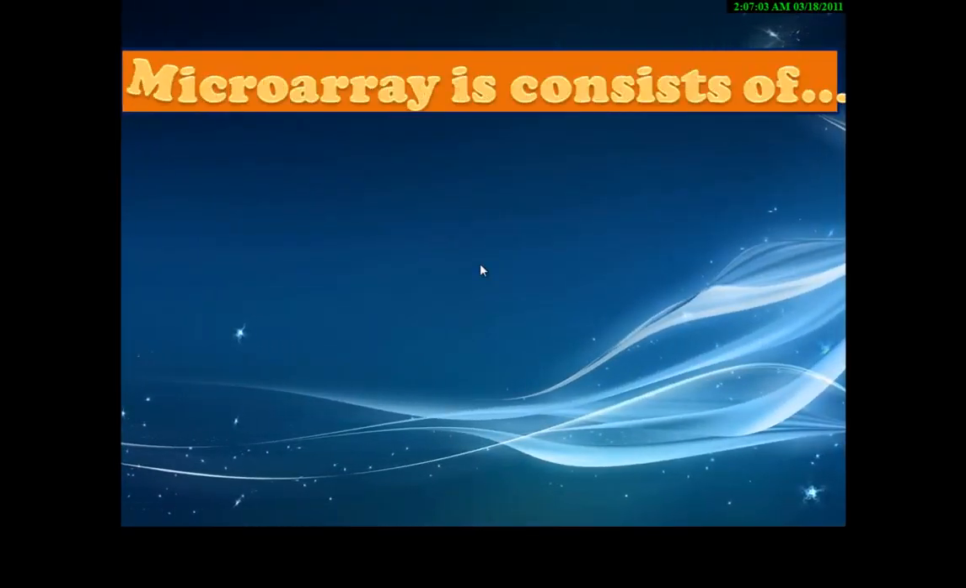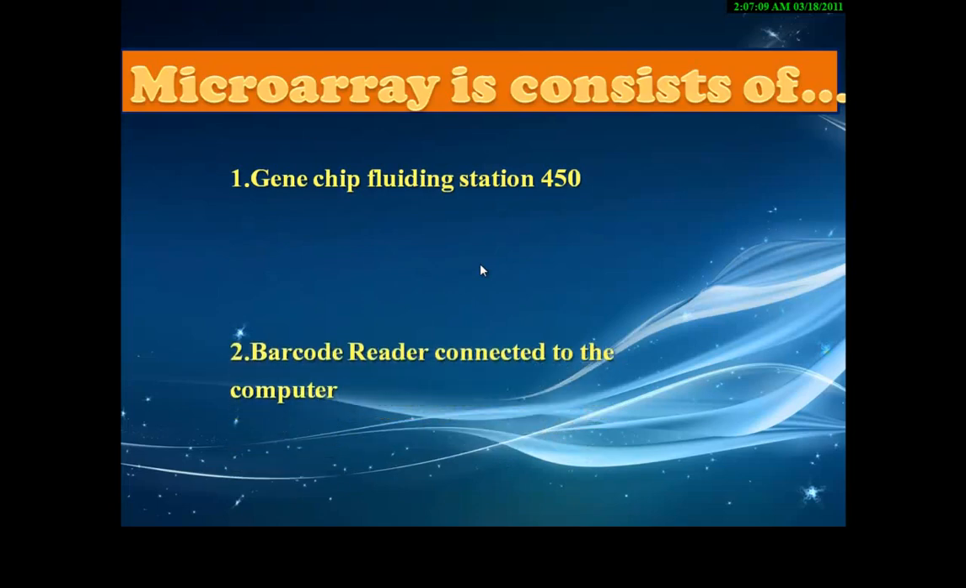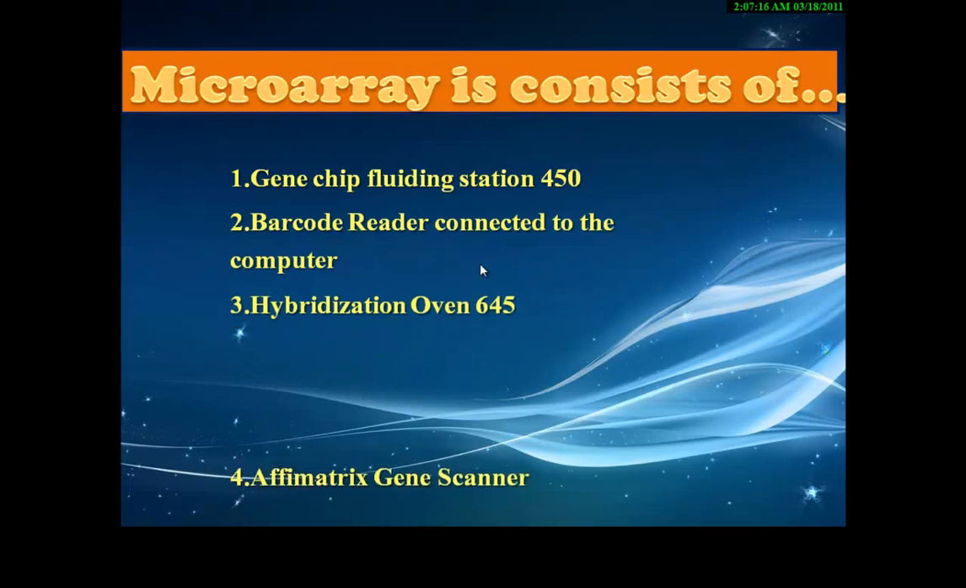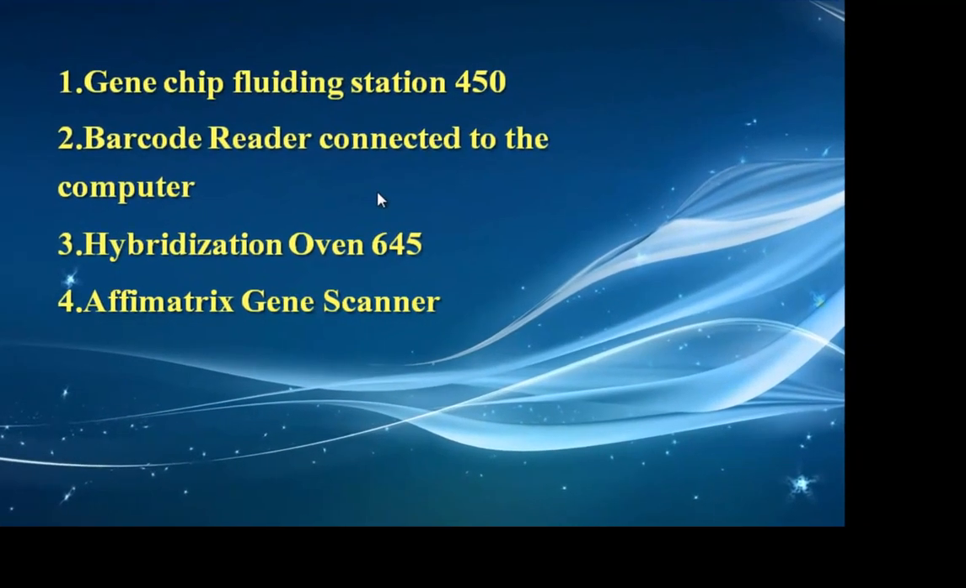Microarray consists of number 1, gene chip feeding station 450, number 2, barcode reader connected to the computer, number 3, hybridization oven 645, number 4, alphametric gene scanner, and finally the microarray chip.